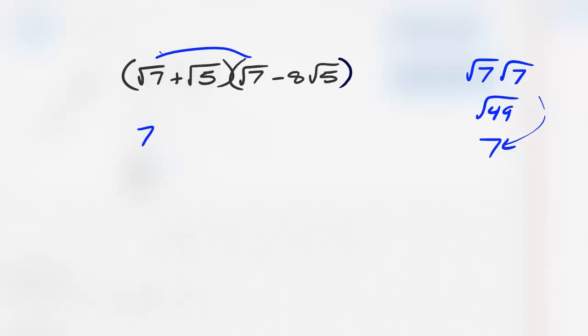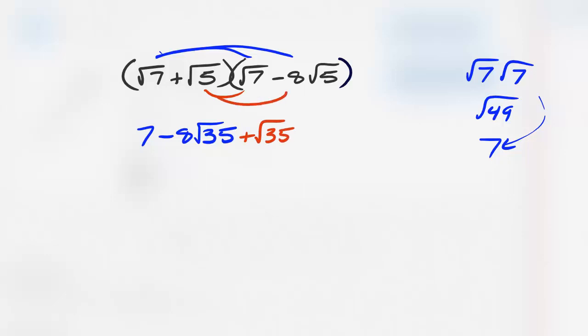All right, but moving forward. Square root of 7 times negative 8 times the square root of 5. I multiply the stuff inside the radical. That would give me a negative 8 times the square root of 35. Let's now multiply these other terms together. So root 5 times the square root of 7 is positive square root of 35.